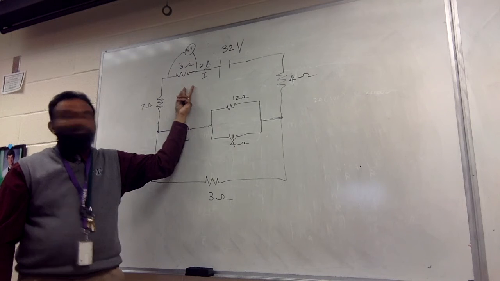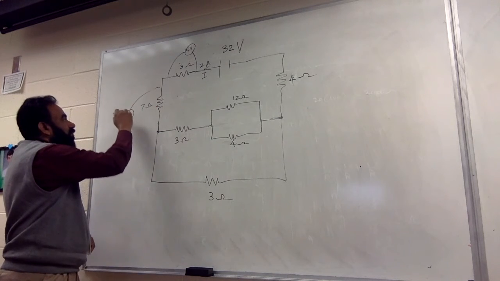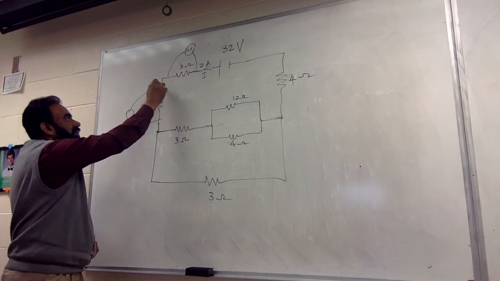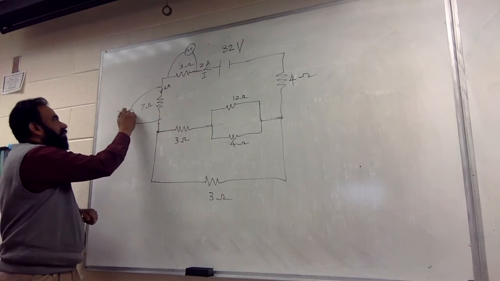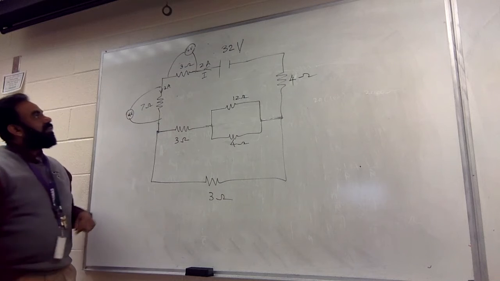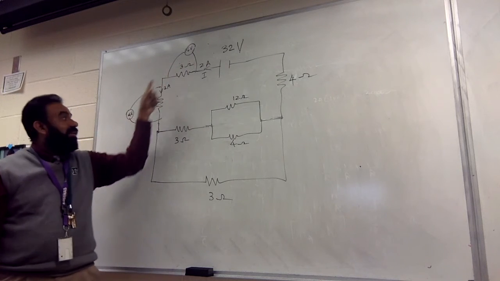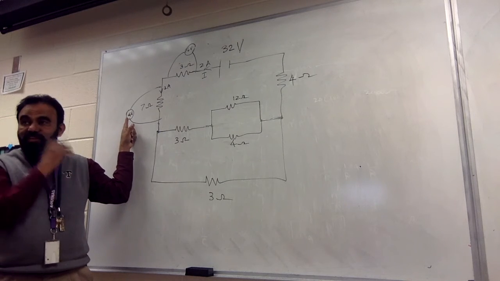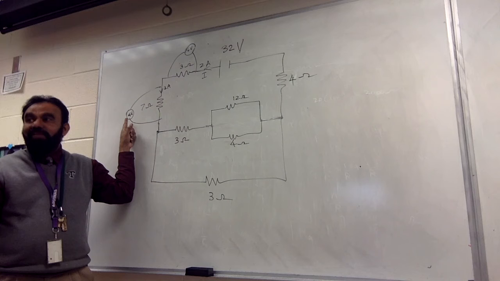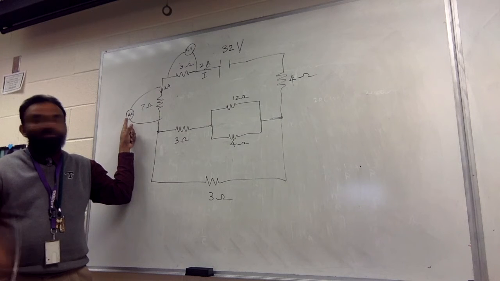You get it? If I stick a voltmeter here, what will it read? The current here is also 2 amperes, correct? 14 volts. So 6 volts dropped here, 14 volts dropped here. How much dropped so far? 20 dropped. Out of 32, 20 dropped. You still have only 12.